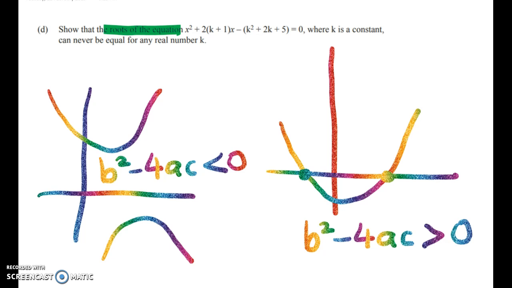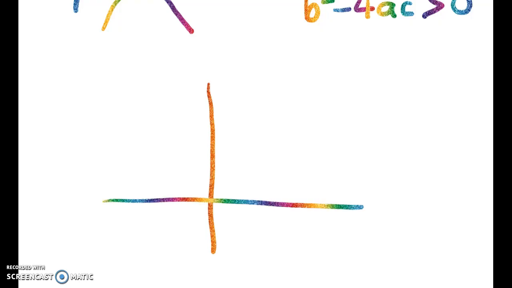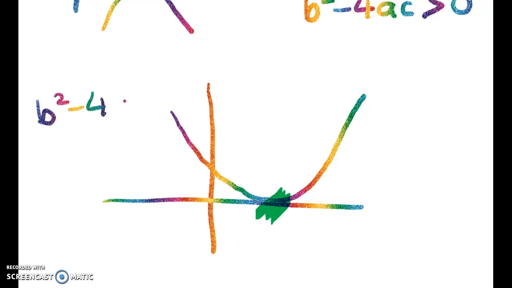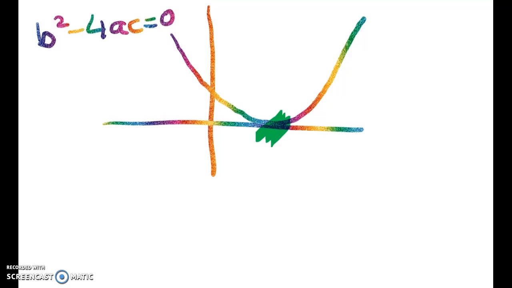We're asked to show that the roots of the equation can never be equal for any real number k. So I want to talk a little bit about that wording, can never be equal. The case that the question is talking about is one like this, where the parabola just touches the axis. And that's the case where the discriminant is 0. b squared minus 4ac is 0. Sometimes students can get justifiably confused with how we describe that situation. So these are all different ways of saying the same thing.